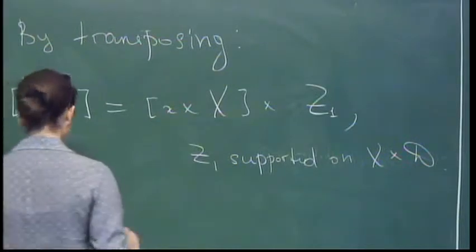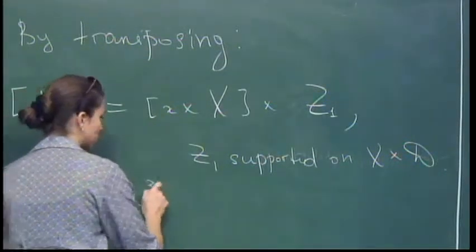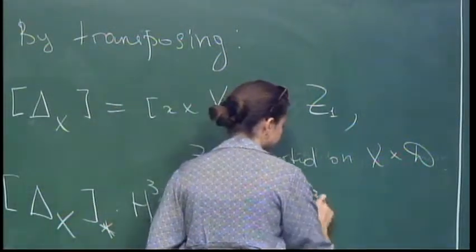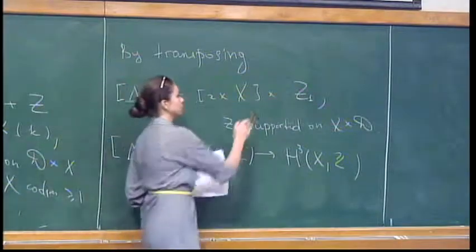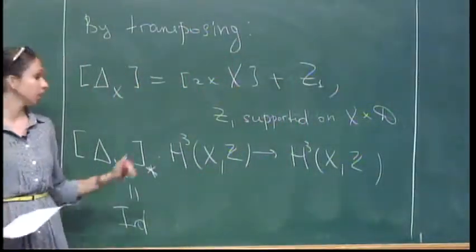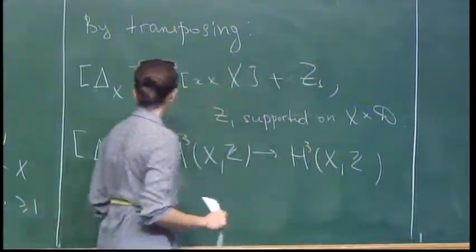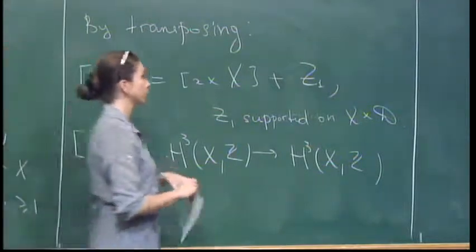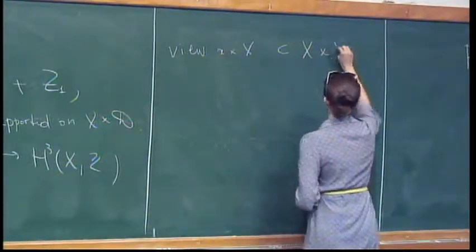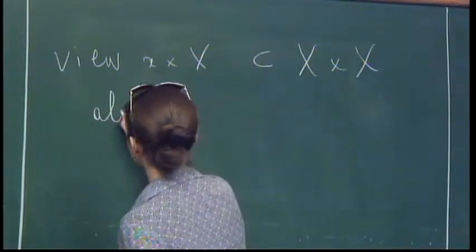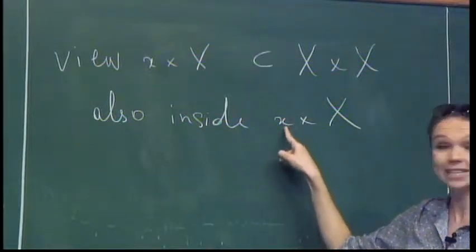Now recall that we can view this diagonal as a map. It gives a map from, in particular, the third cohomology here, and for the diagonal, it is the identity. Now we have this decomposition, so we can look at the two maps induced by this cycle and this one. We can view X cross X inside X cross X, but also inside X cross little x, inducing the maps between the cohomology of just the point and X.